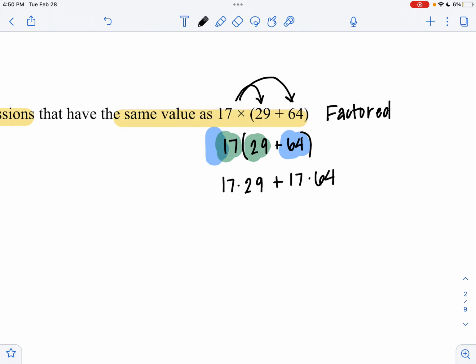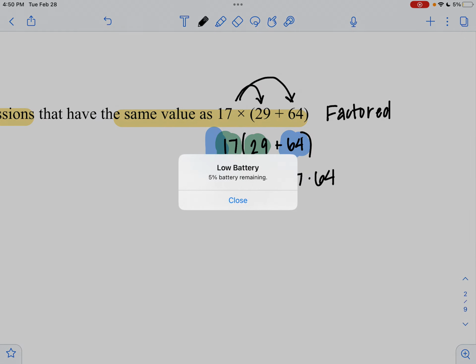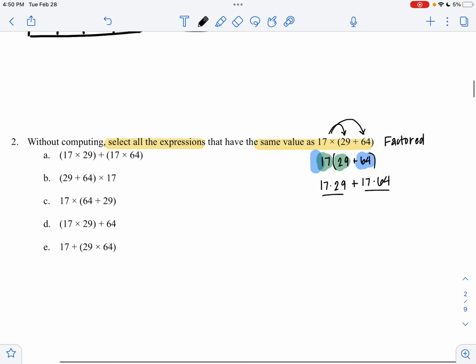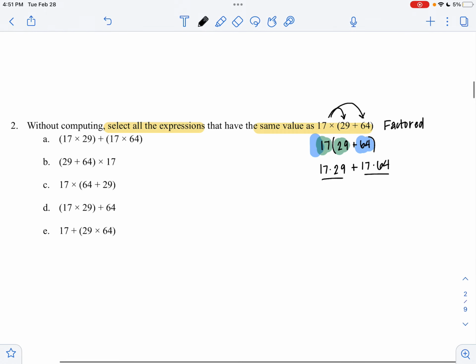Again, I am multiplying the number on the outside times both terms on the inside of the parentheses. Then I can find these two products and add for my final answer. In this question, you're being asked to determine which of these options is equivalent to the original expression. The hint is that there are multiple correct answers, because again, there are multiple ways to write this out. Go ahead and pause this video to complete question 2.